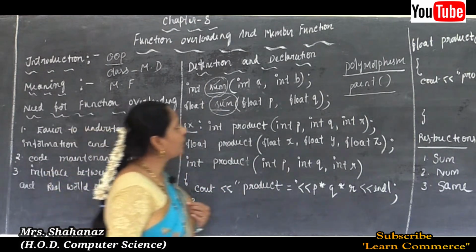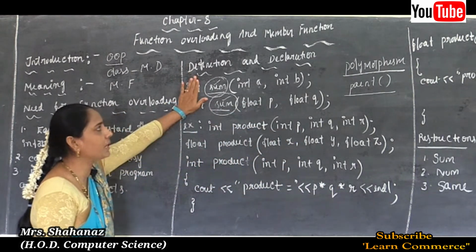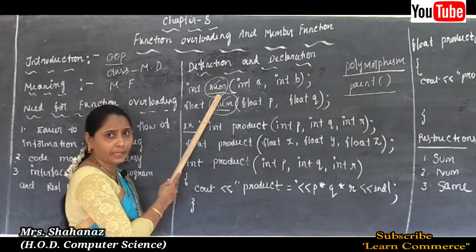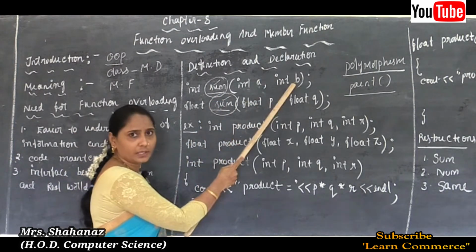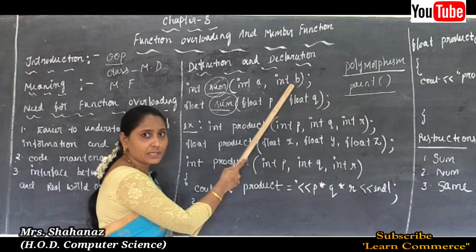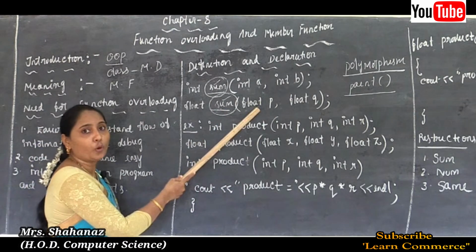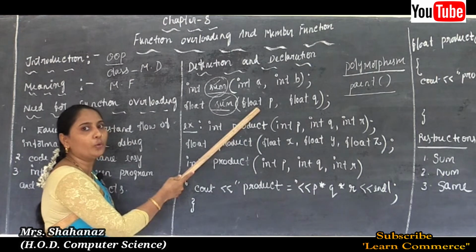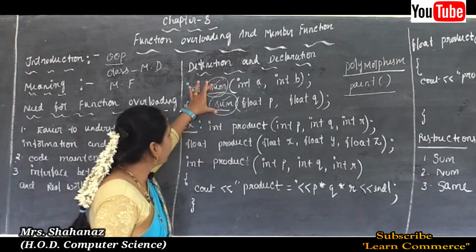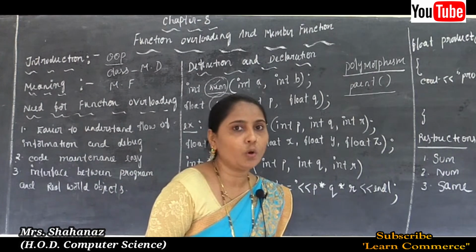So what about the definition and declaration, the main concept? When explaining this example, we can say that the sum function takes two integer arguments, and that is different from the sum function that takes two float arguments. So this is a suitable, good example of function overloading. We can take this sum example as our example of function overloading.